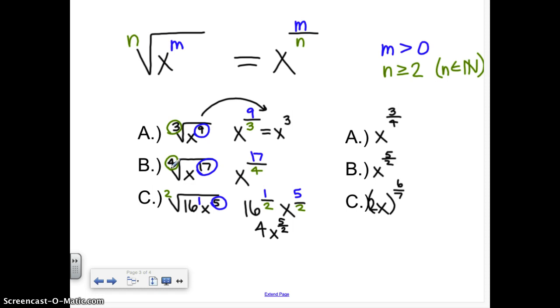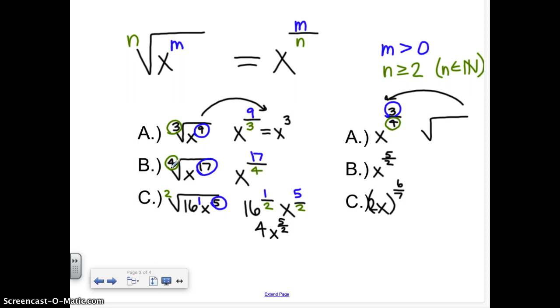Okay, I'll walk you through the first one. Remember, the numerator tells us what the exponent is. The denominator tells us what the index is. Okay, so when I rewrite this and translate it, right now I'm technically going this way from the order we talked about at the top.